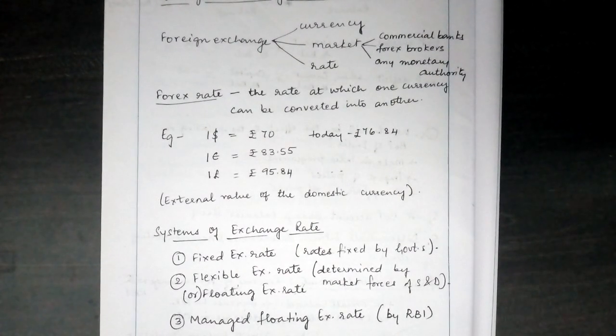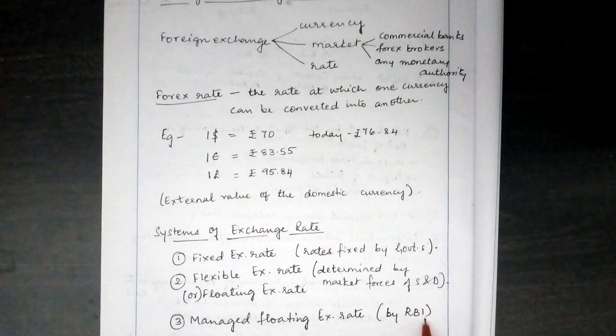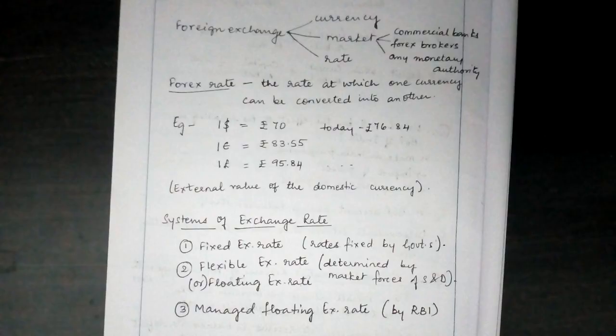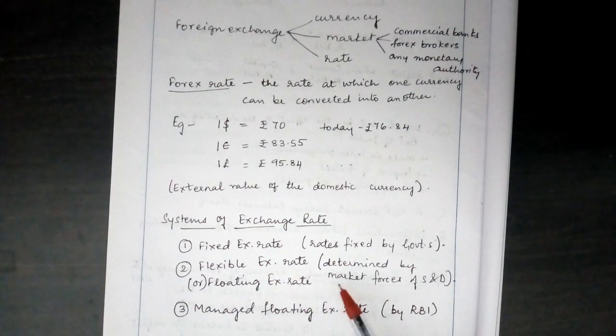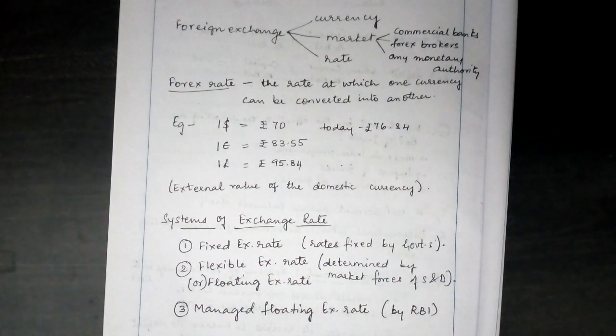However, there is one more system of exchange rate which, without any formal international agreement, the world moves on to: the managed floating exchange rate, which is handled by the central bank or the RBI. Let's now learn the three systems of exchange rate one after the other.